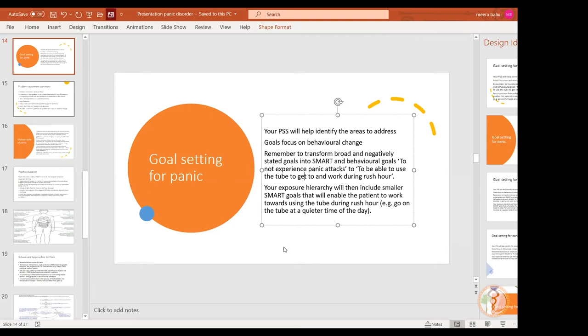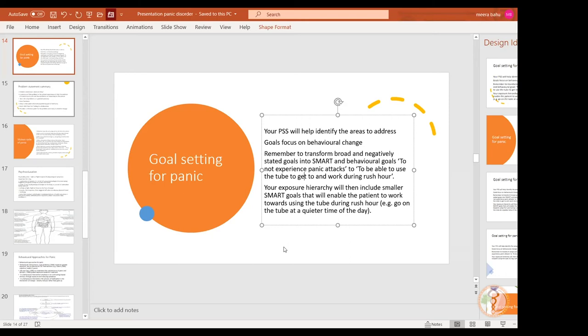So that is CBT, cognitive behavioral therapy, is a combination of cognitive therapy and behavioral therapy, which are standalone therapies. They exist like that, but CBT is putting them together, and we call it cognitive behavioral therapy. And we apply both behavioral techniques and cognitive techniques. So the goal is to focus on behavioral change. So remember to transform broad and negatively started goals into smart and behavioral goals.